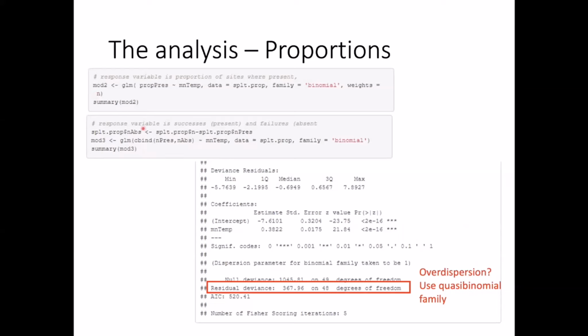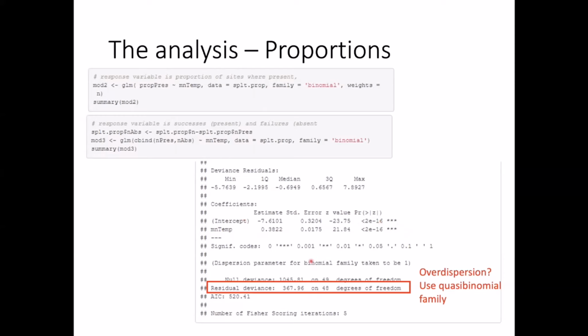Alternatively, we can use a binary response variable where we have the number of sites where split tail are present and the number of sites where split tail are absent. So that's our response variable. This is our explanatory variable. And you see, when we do that, we don't have to use the weights argument. So we'll take a look at the results from this model. Again, it's pretty clear that water temperature has a positive effect on the proportion of sites where split tail are present.